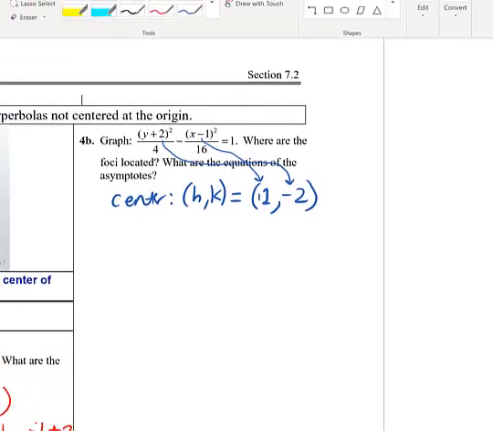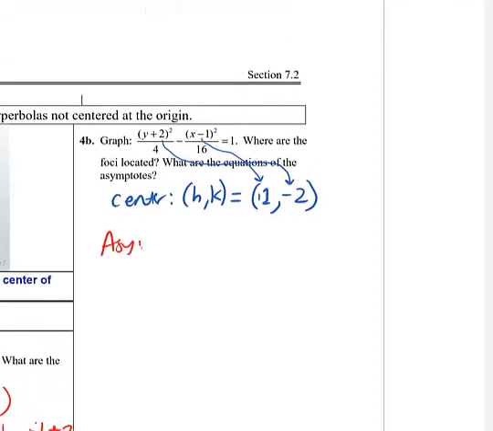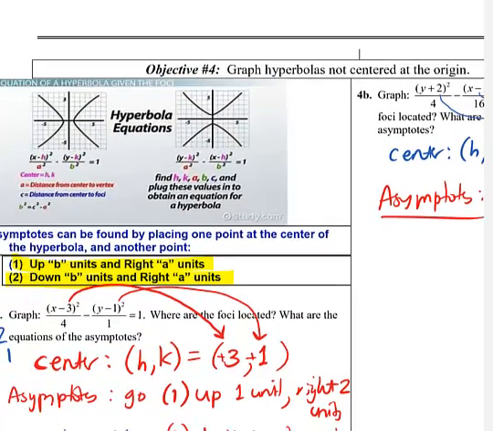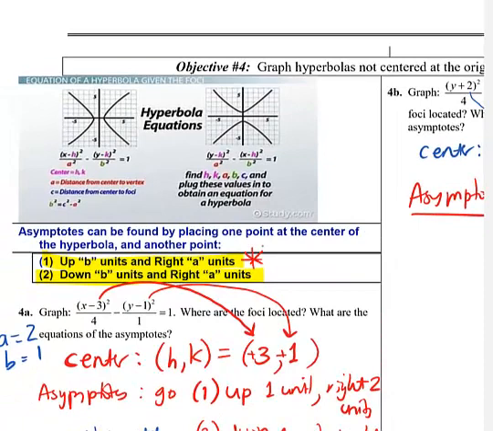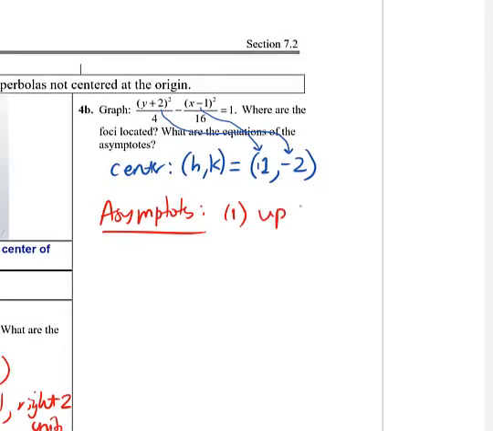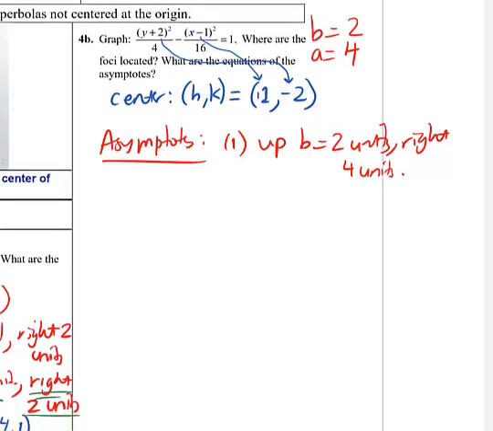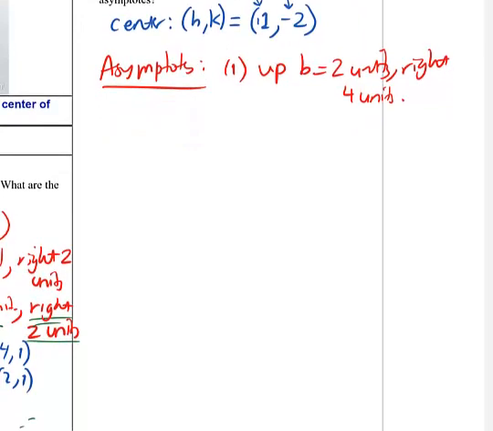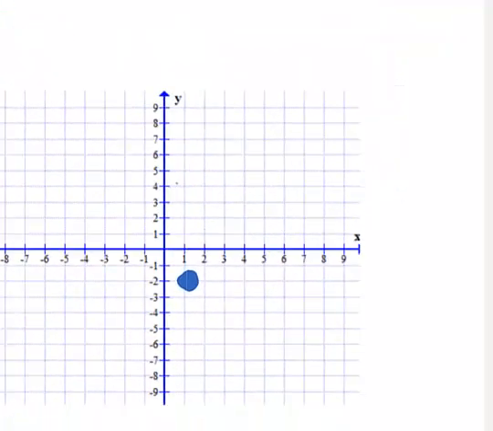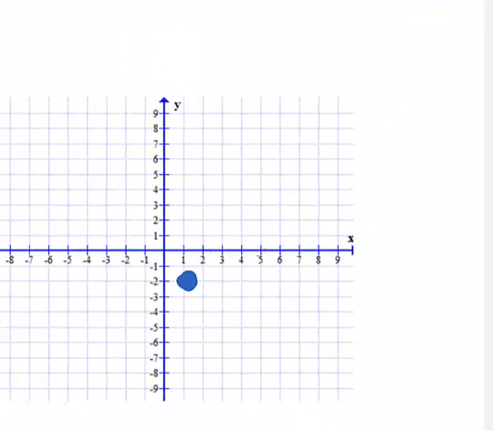All right, then we'll find the asymptotes as described in that box over there. Asymptotes. The first thing it says is I'm going to go up b units and right a units. So I'm going to go up b, which is 2 in this case, the square root of the number below y, and right a units, which is the square root of the number below x, so 4, square root of 16, 4 units. If I plot that point, that should give me an asymptote. Let's see, up 2, right 4. So from that center, up 2, which will land me on the x-axis, right 4, which will land me here.